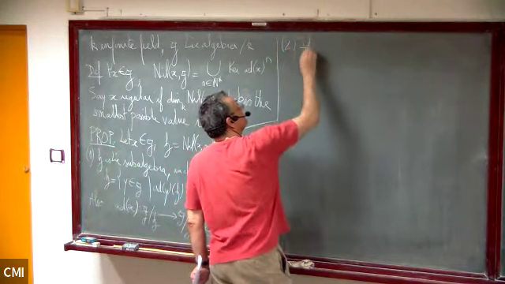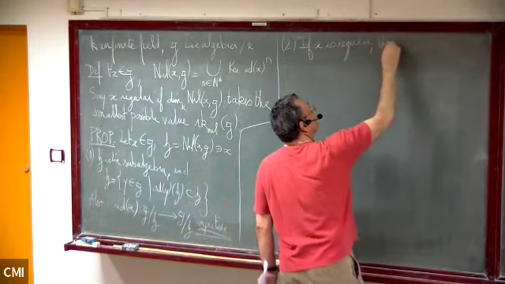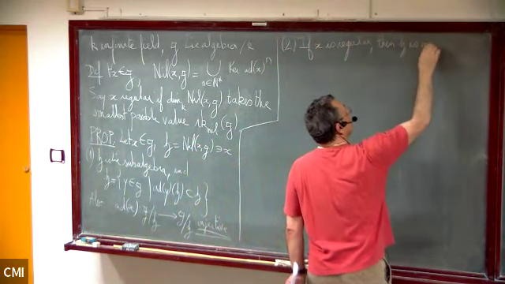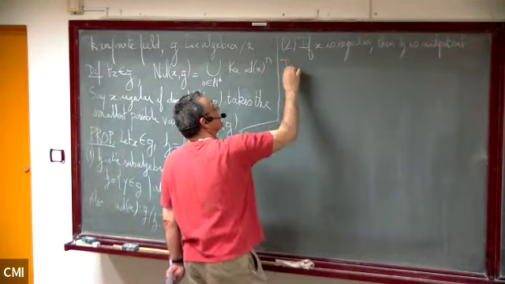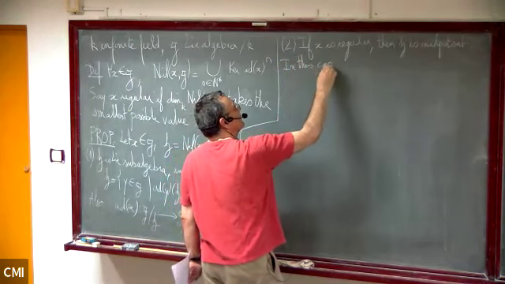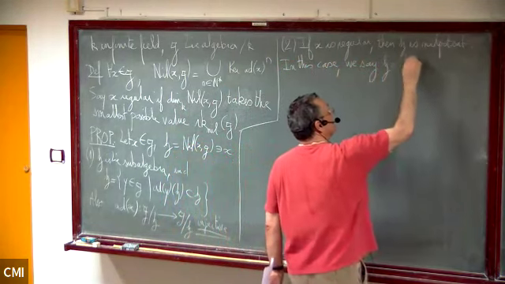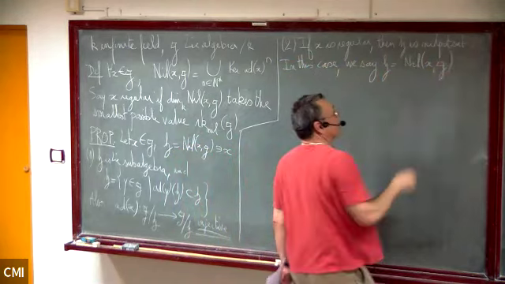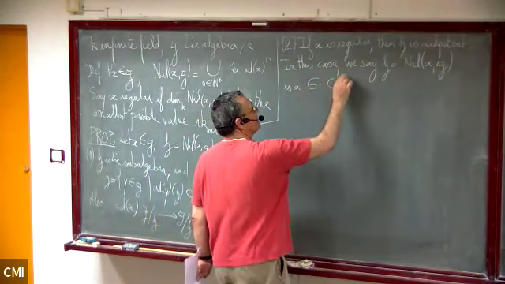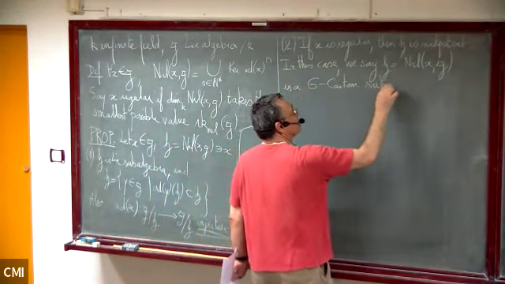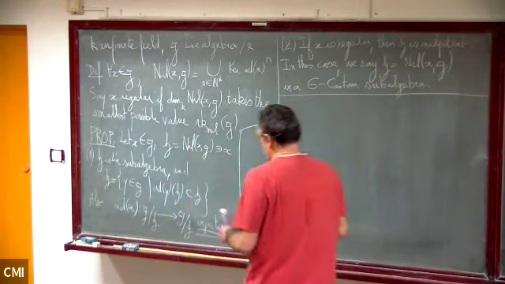Okay, and this is the second statement of the proposition: if x is regular, then H is nilpotent. In this case, the nil space of a regular element is called a Grothendieck-Cartan subalgebra. Okay, so let's prove this.